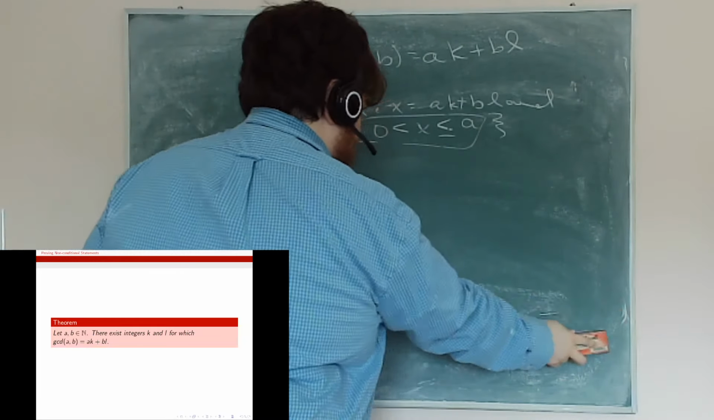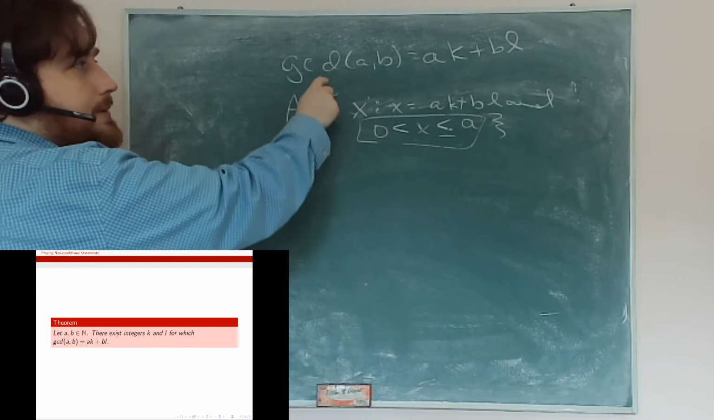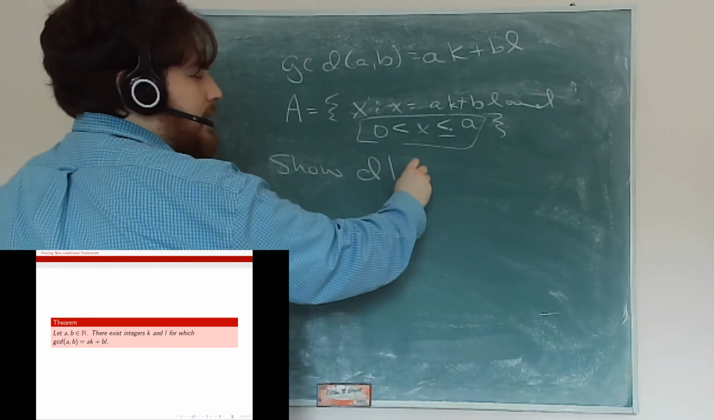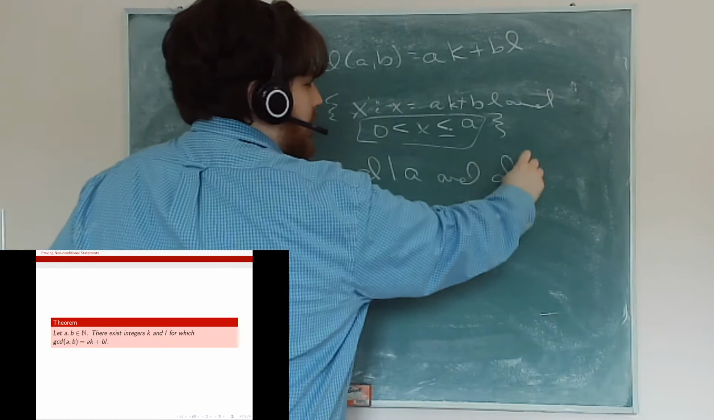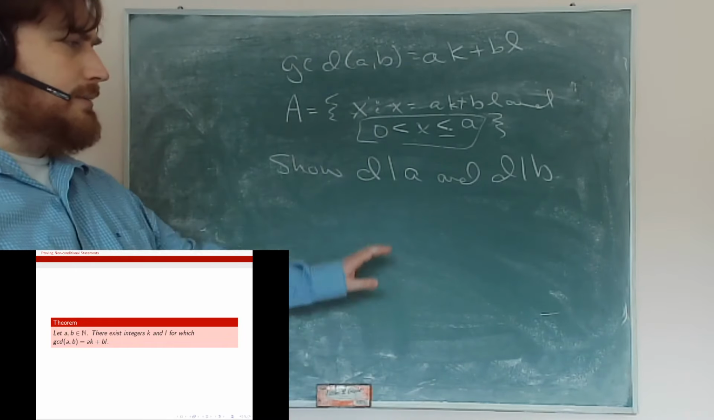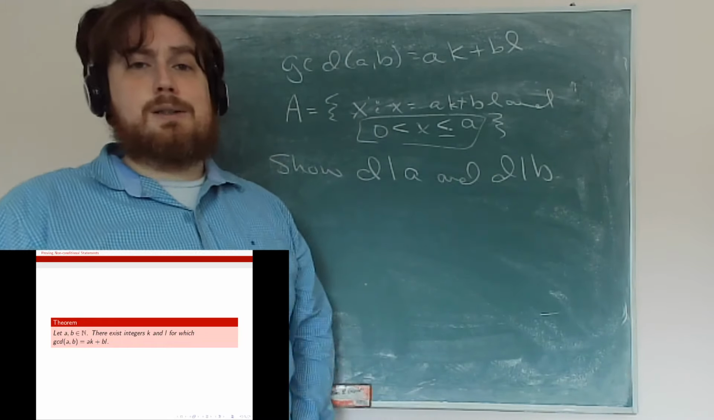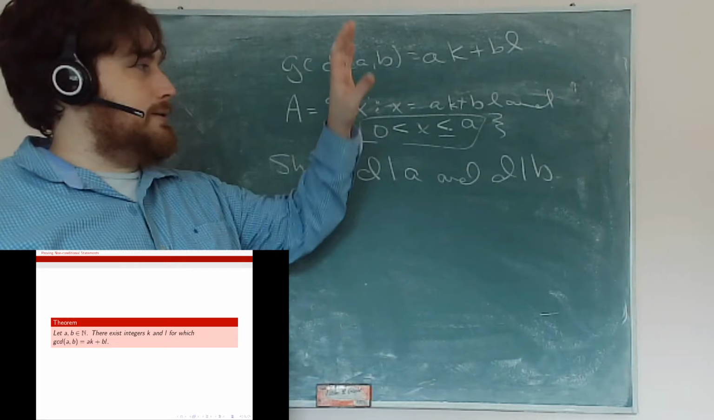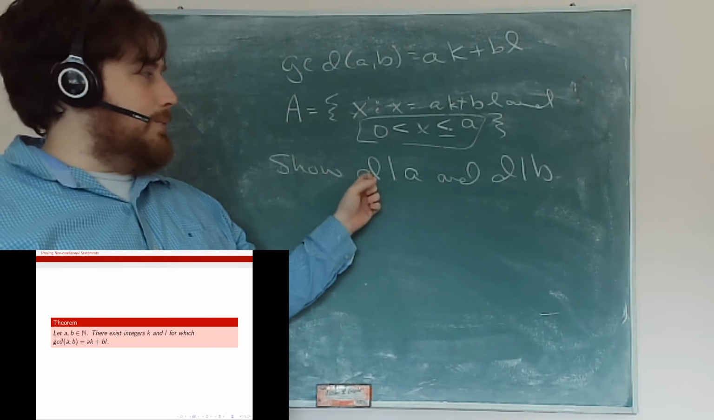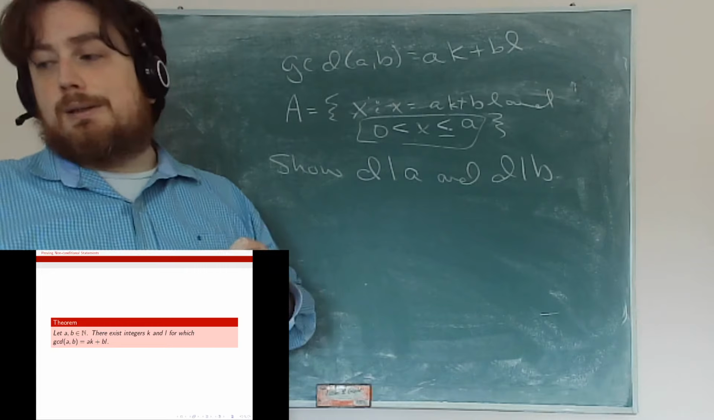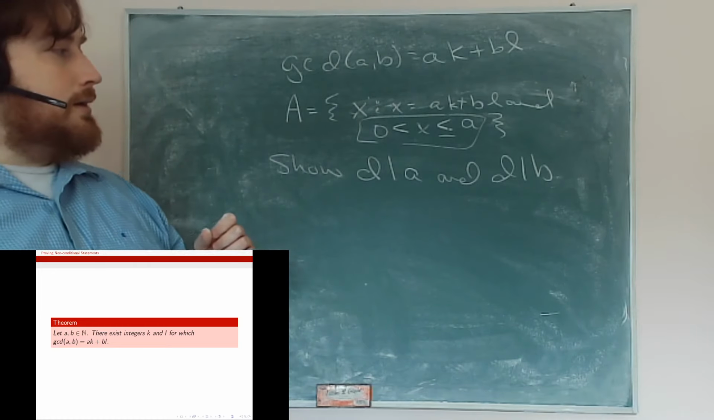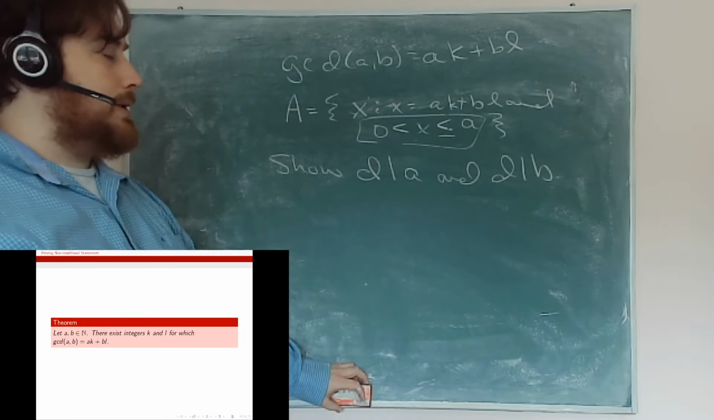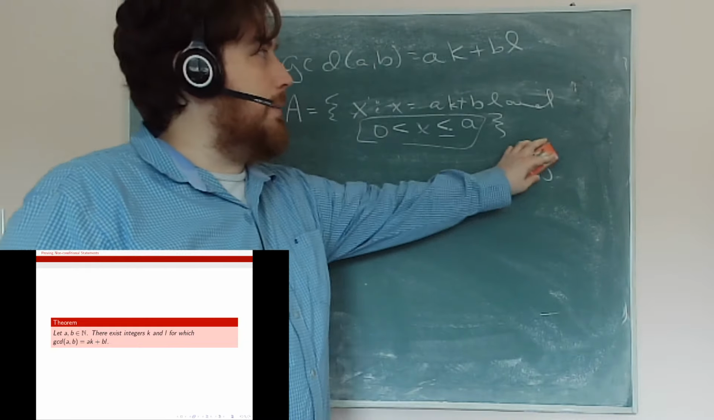Alright, now how will I show that D is less than or equal to this, is I'm going to actually show that D divides A and D divides B, because then if D divides A and D divides B, it's a common divisor of A and B. And since the greatest common divisor is the greatest common divisor, that would imply that D is less than or equal to the greatest common divisor. So the last step of my proof is I have to show D divides A and D divides B. Alright, so that's where I'm going.